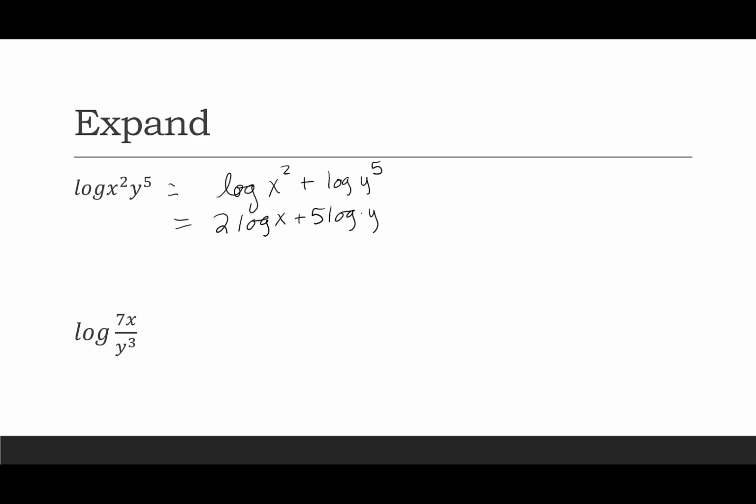The next one says log of 7x over y cubed. Important that you see this as 3 things, 7, x, and y, so 3 parts. So the top part is being multiplied. I want to turn that into the log of 7 plus the log of x. And then the y is in the bottom, so I'm going to subtract the log of y. And let's just go ahead and bring that 3 in front because it's a power.